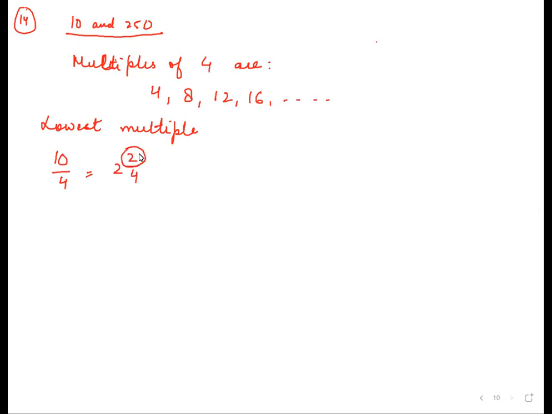So that means you have to add 2 to obtain the first possible multiple of 4, isn't it? Yes. So 10 plus 2 will be 12. So the lowest multiple is 12. Got it? Yes. Okay.